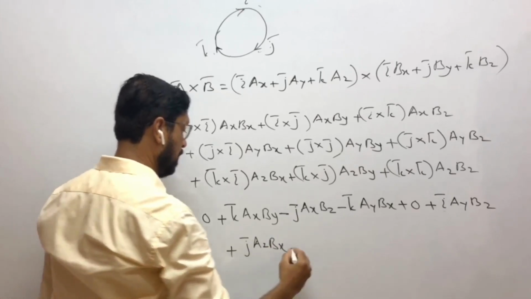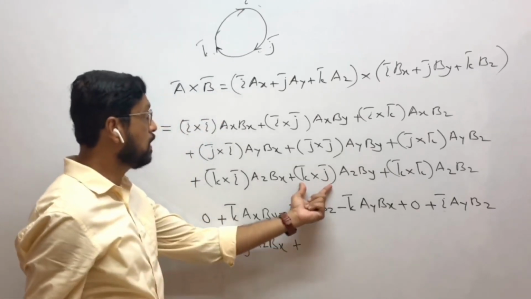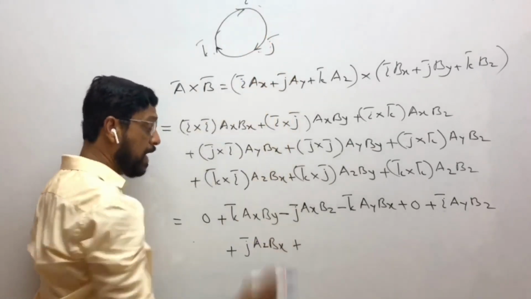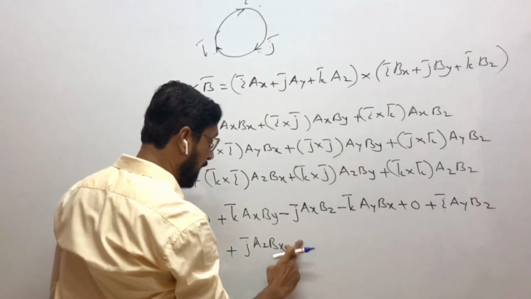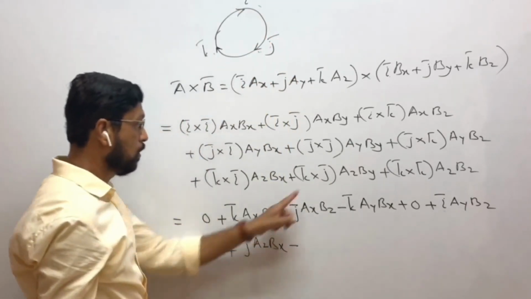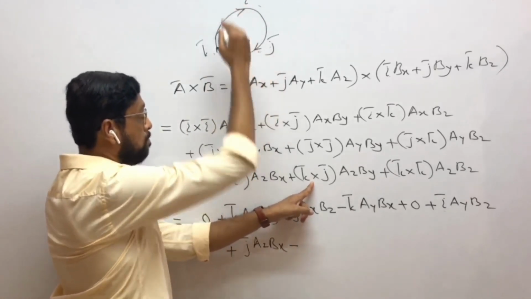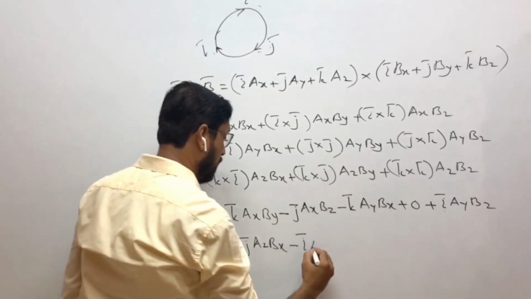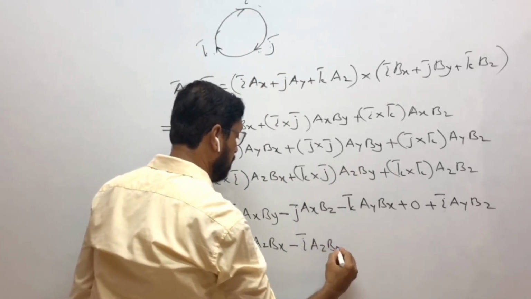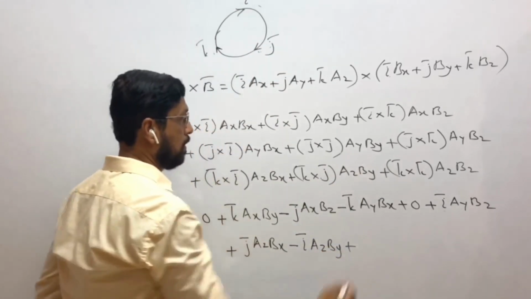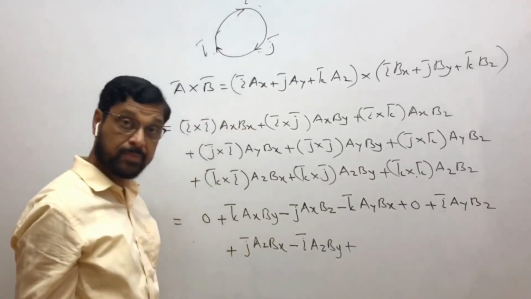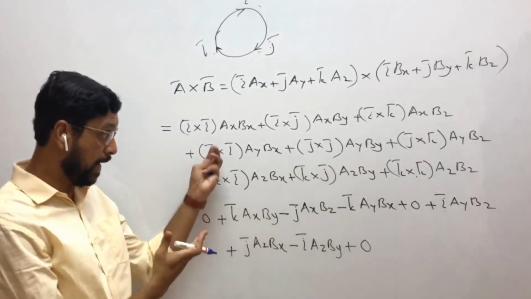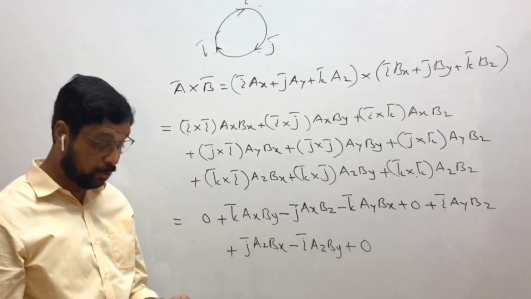Plus K cross J. K cross J will be minus I, reverse direction. So plus minus will become minus. So K cross J is minus I. Here it came, minus I into AZ BY, plus K cross K is again 0. Have a look at it, look at it carefully.